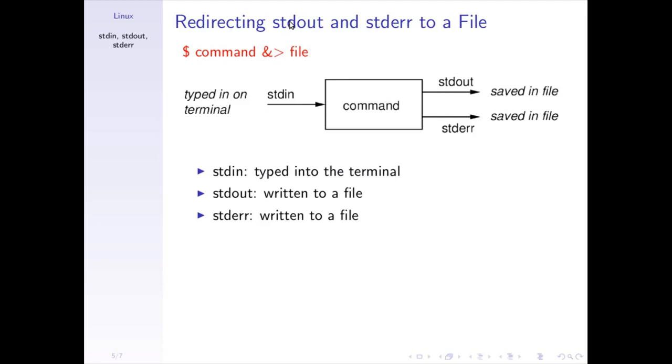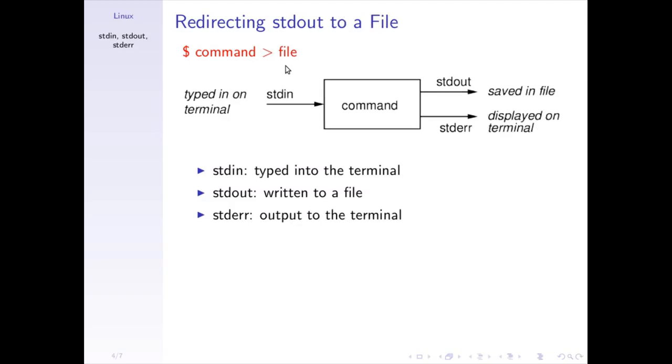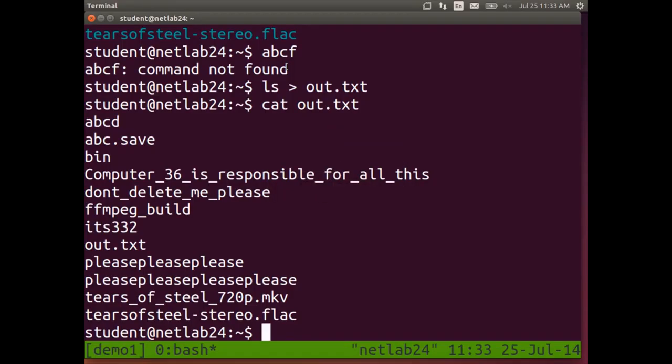You can redirect both the output and error messages to a file using the special two characters of ampersand greater than. So note the difference here. The greater than sign shows only the normal output and saves that in a file. Any error messages are still displayed on the screen. I'm not sure if I can find an example. Let's try.